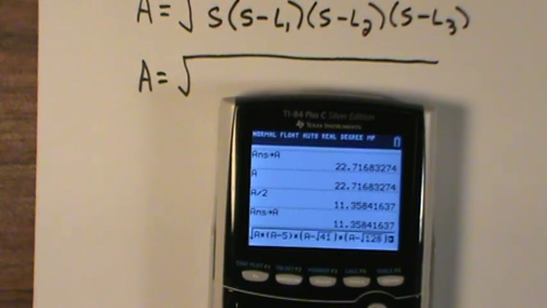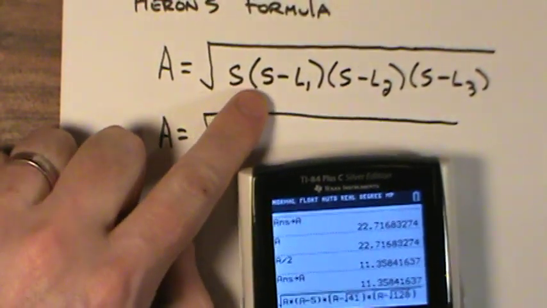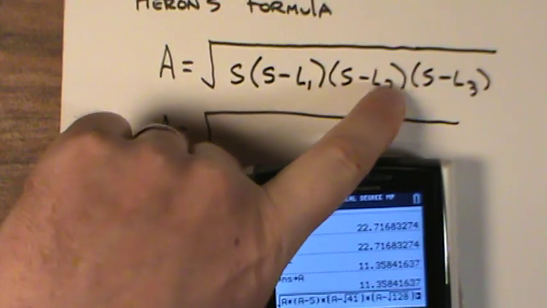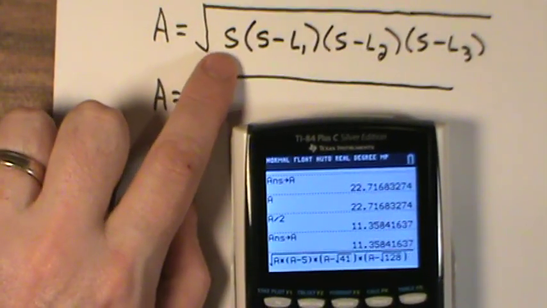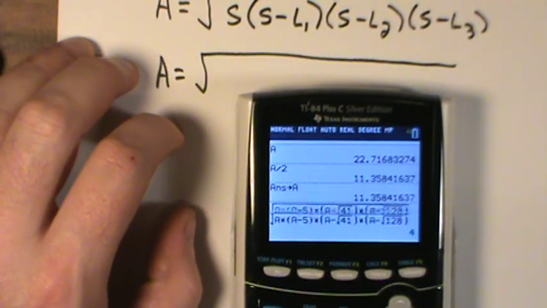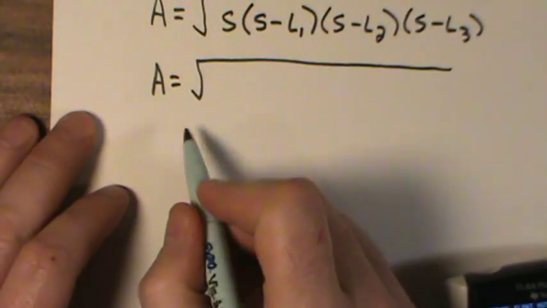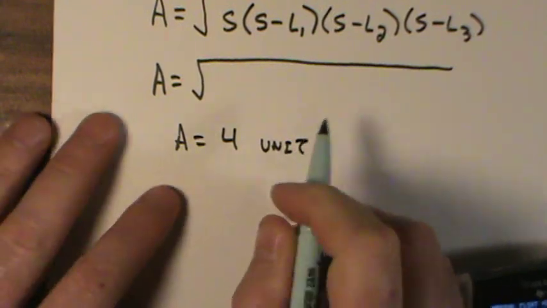I close that out, and you see the structure here. I had the A times A minus the first length, A minus the second length, A minus the third length. Now I know I'm saying A, but A is just my semi-perimeter. So when I hit enter, I get a value of 4, which means that this entire area is 4 units squared.